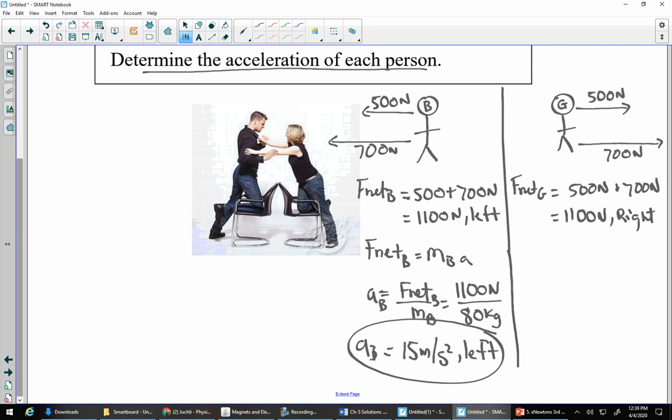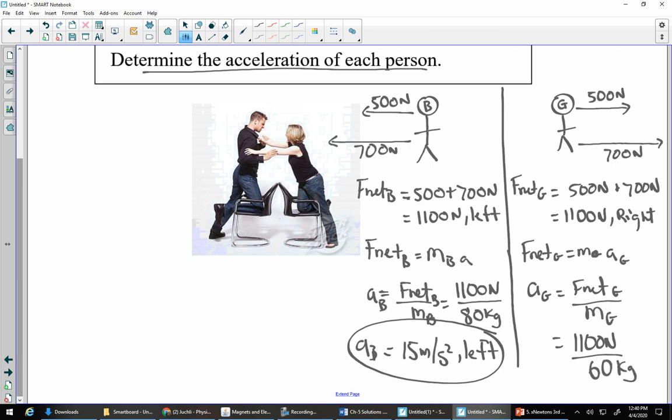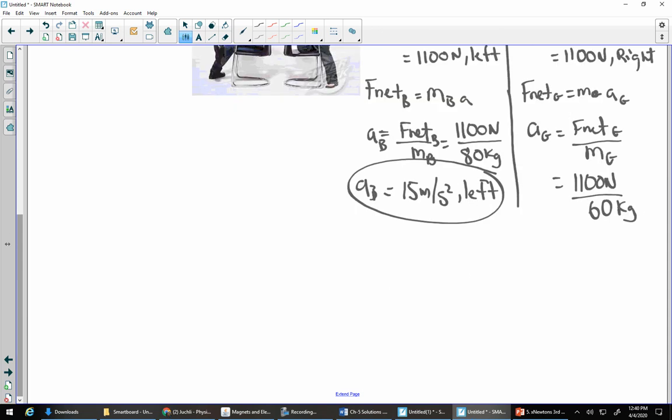Could we do the same thing for the girl? Absolutely. So we just say F net for the girl is mass of girl times acceleration of the girl. So the acceleration of the girl is F net over mass. So that's 1,100 newtons, this time towards the right, divided by, what was she, 60 newtons or something like that? Or sorry, 60 kilograms, I think so. I believe this one works out too, so let me just check in the old calculator here. You should be doing the same. 20 meters per second squared towards the right. Cool. So not too bad.